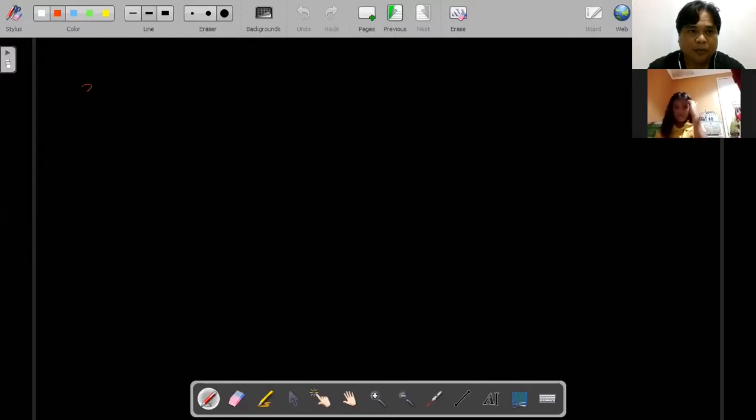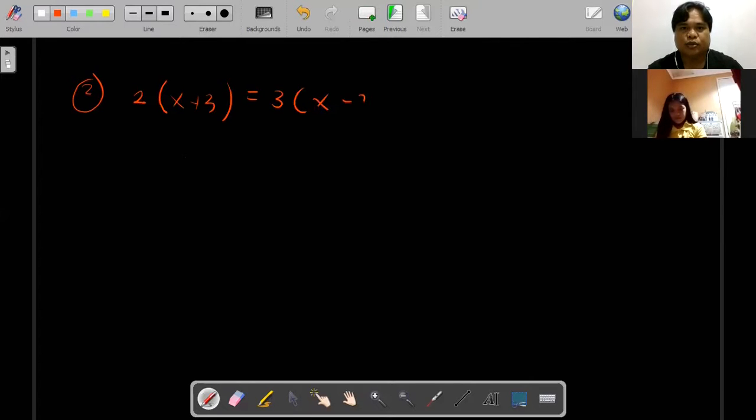Okay. Problem number 2, you have 2 times x plus 3 is equal to 3 times x minus 2. Okay. Now, before transposing any of the terms, you need to do the operation first within the parentheses, okay? So, what we will do here is we will distribute the 2. We will multiply it to the terms inside the parentheses.